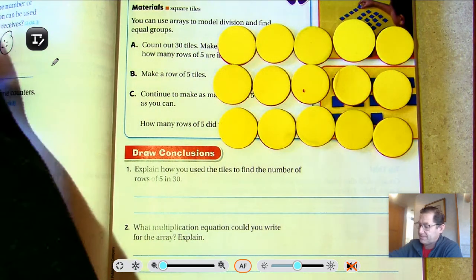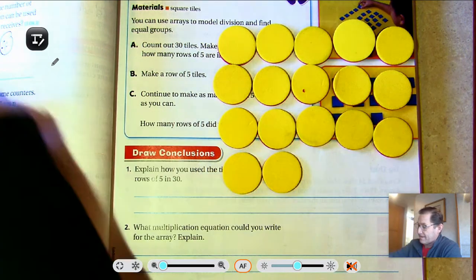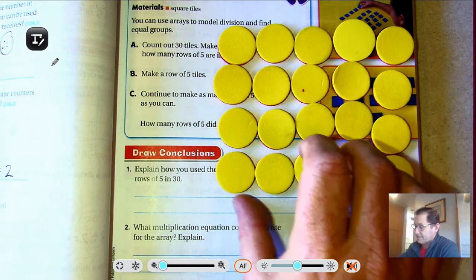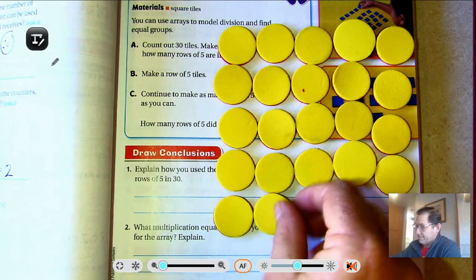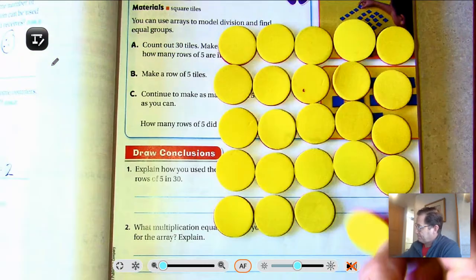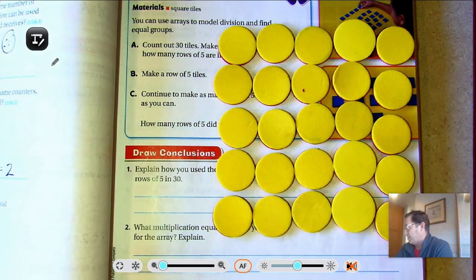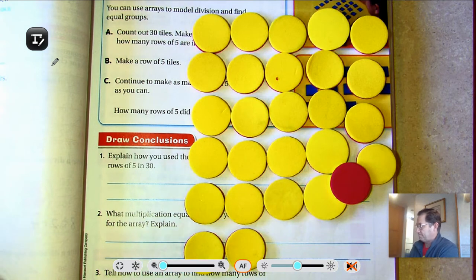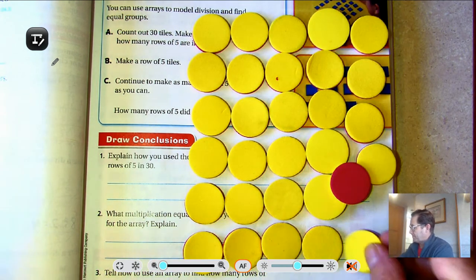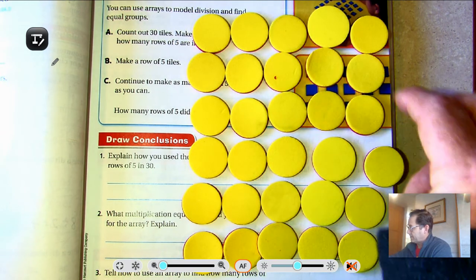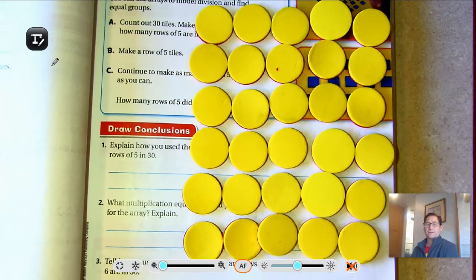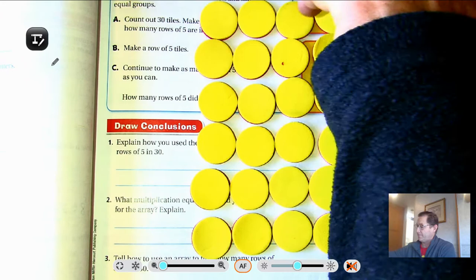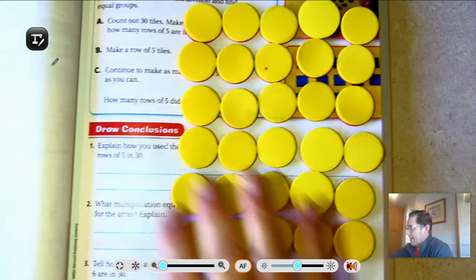I do know that 15 is half of 30, so it should be 6 rows of 5. And as I think about that in my head, it makes sense because 6 times 5 is 30. So I should be able to make 6 rows of 5. All right, so now we have 5 rows of 5. And now we have 6 rows of 5. 1, 2, 3, 4, 5, 6. 1, 2, 3, 4, 5. So we have a 6 by 5 array.